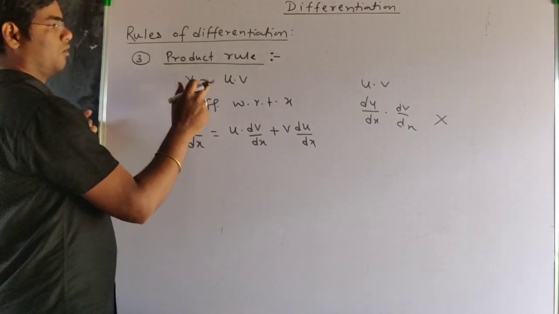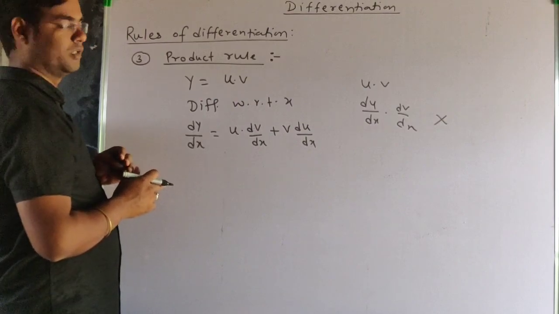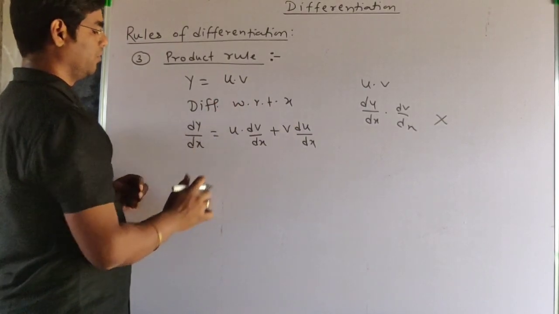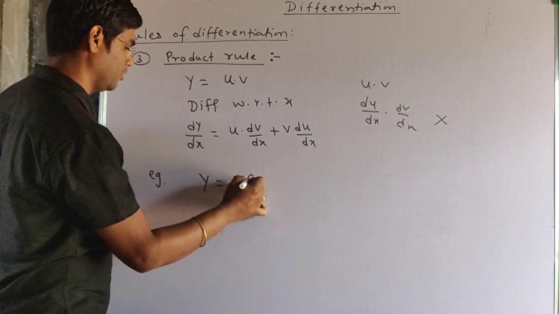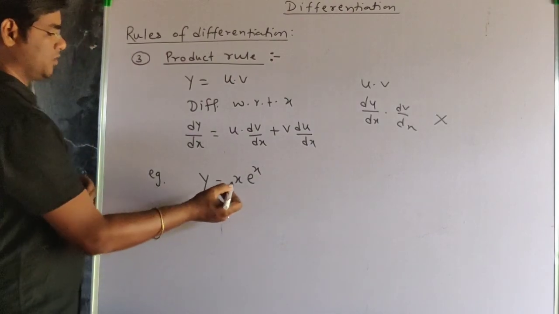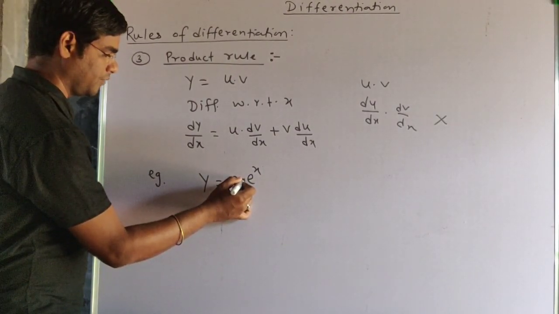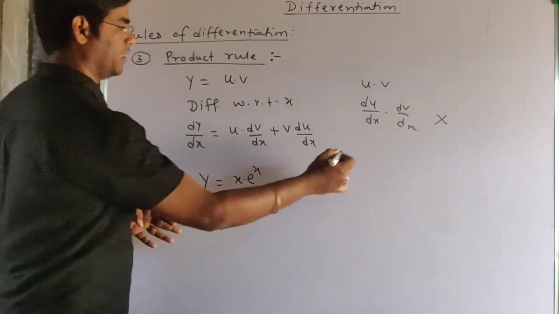If you have two or more variables in multiplication or division, then you have to follow the product rule and division rule. Now, u into v is what? u into derivative of v plus v into derivative of u. For example, suppose we have y is equal to x into e raised to x. Here x is a variable, e raised to x is also a variable, and in between x and e raised to x a multiplication sign is there. If we have a plus or minus sign, then we can directly differentiate.